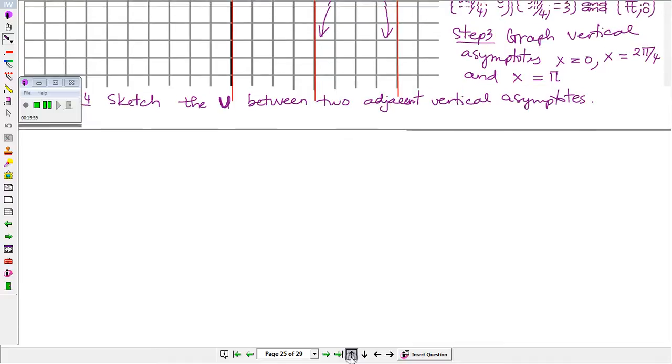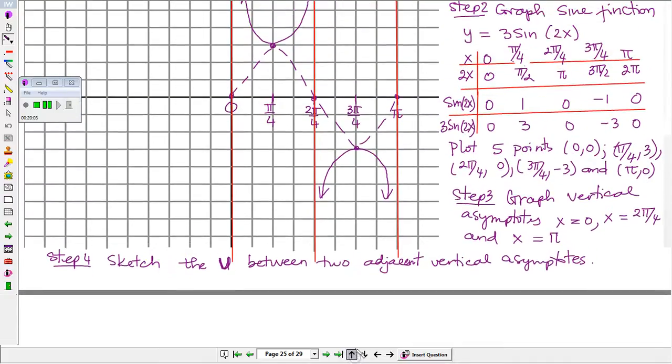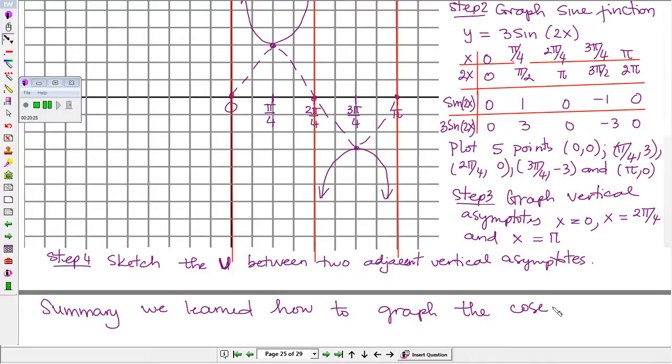So let's write down the summary. In this video, we learned how to graph the cosecant function f of x equals a cosecant of bx.